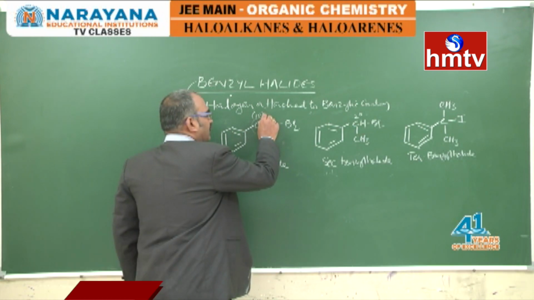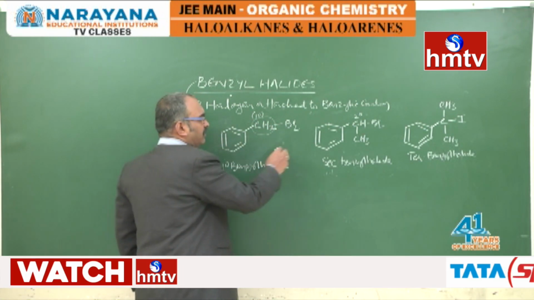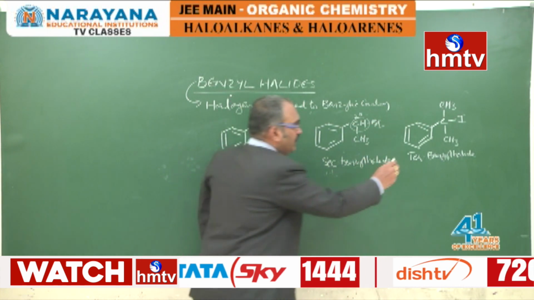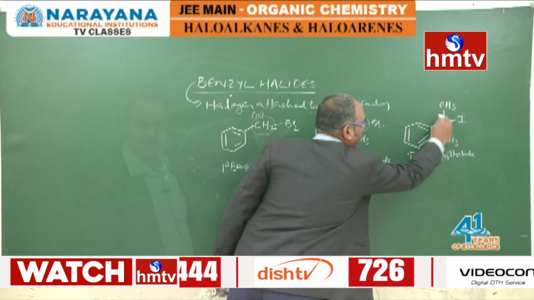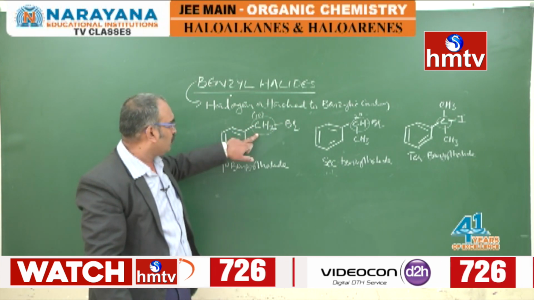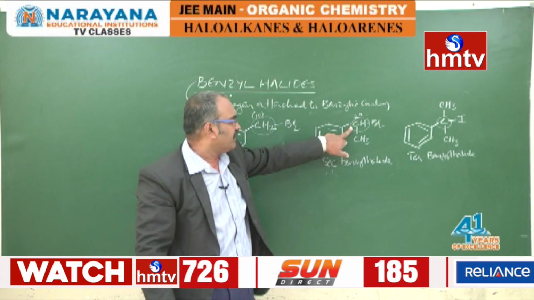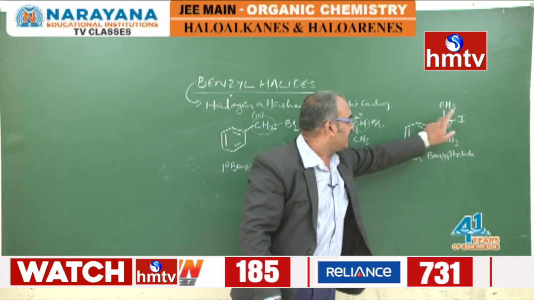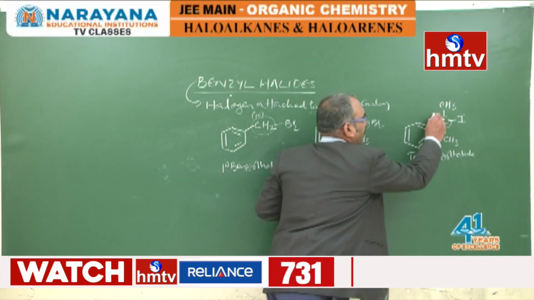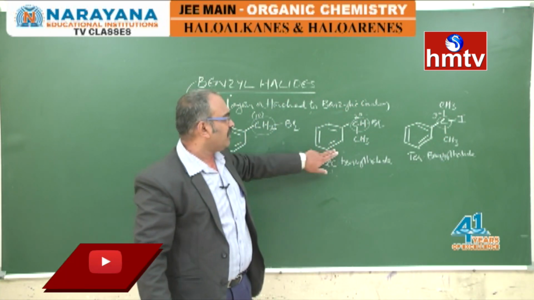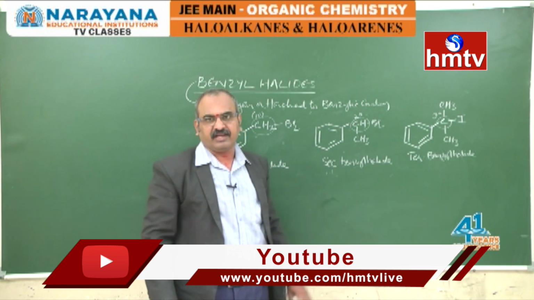Here this carbon is benzylic carbon. Here this carbon is benzylic carbon. Here this carbon is benzylic carbon. Bromine is attached to primary benzylic carbon. Bromine is attached to secondary benzylic carbon. Iodine is attached to tertiary benzylic carbon. That's why primary benzyl halide, secondary benzyl halide, tertiary benzyl halide.